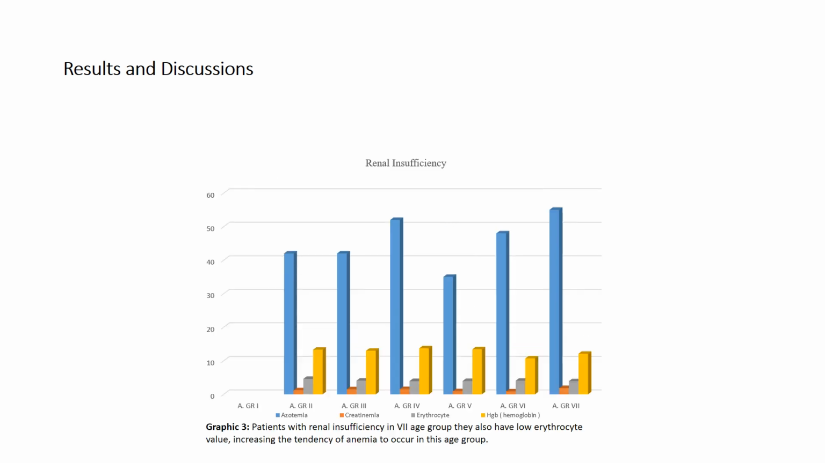For renal insufficiency, graphic 3. Patients with renal insufficiency in the 7 age group also have low erythrocyte values, increasing the tendency of anemia to occur in this age group.